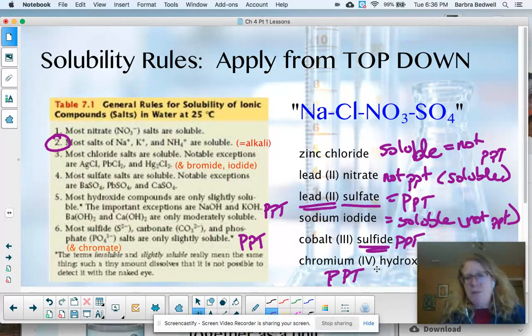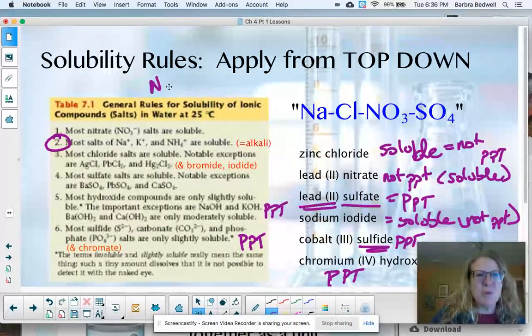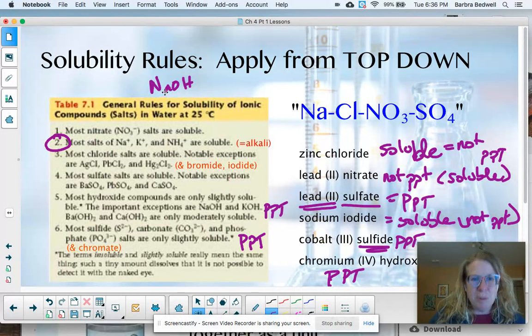So again, when you have the solubility rules like this, you always apply them from top down. As soon as you hit a rule that works, you stop at that rule. One of those rules, like NaOH, that hydroxide rule, right? Sodium salts are soluble. You don't have to go any further. You don't have to go down to the hydroxide rule to say anything else about it. Be done when you get to that first rule that applies.